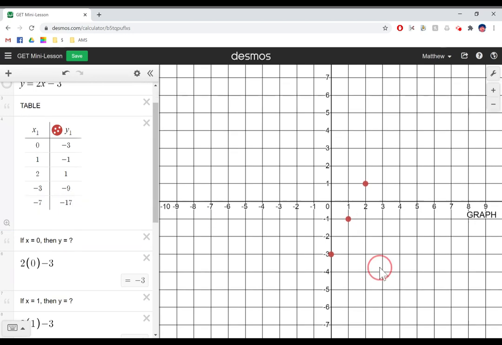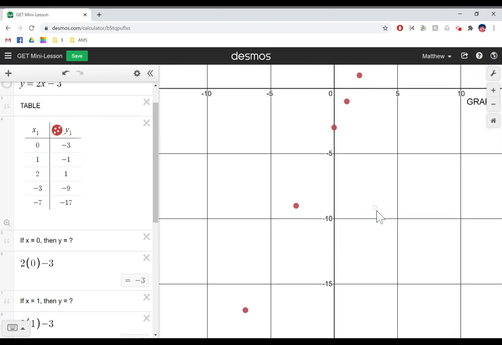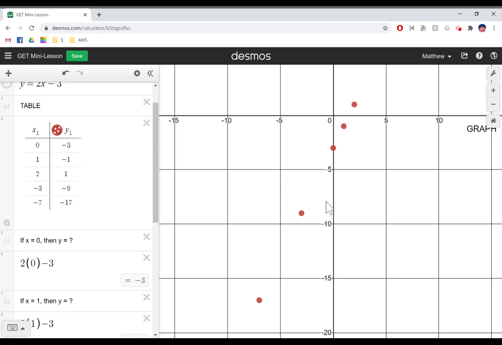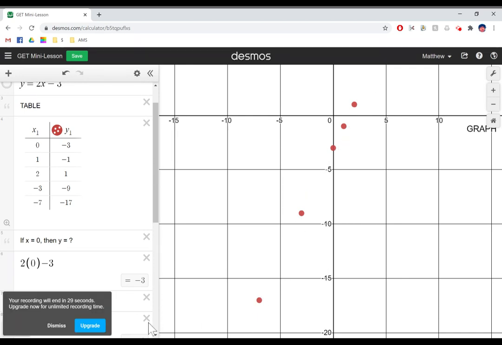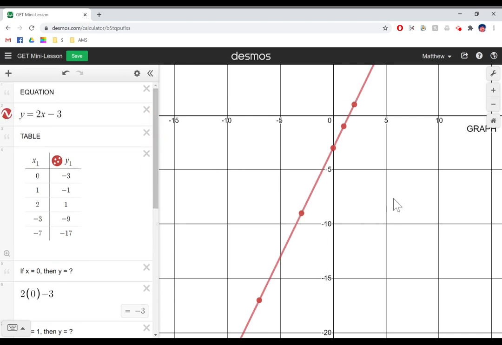You can't see some of these points, so let me zoom out a bit. There they are. We only tested 5 points. I said in the beginning there's going to be infinite points, but you should be able to see now the shape of this graph. We're going to be able to create a line. I tested enough points to get the shape of it, and now once I connect all the points, you're going to see the full graph.